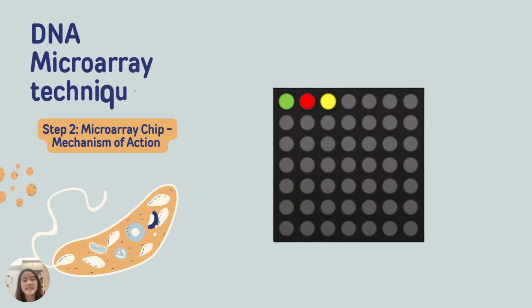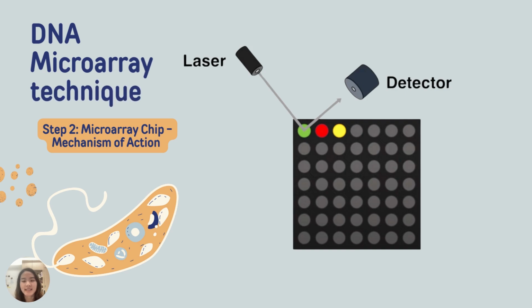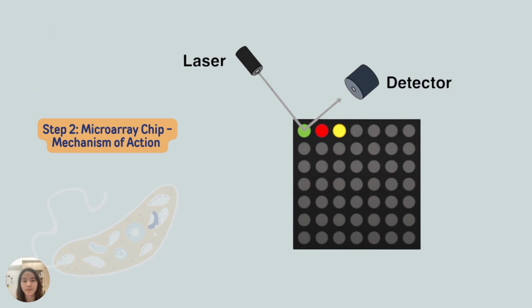In reality, the cDNA sample is added to the whole plate in one step. During microarray chip analysis, the laser excites the fluorescent dye and the emission levels are measured by a detector. Raw data can then be analyzed using bioinformatics, and this is the overall workflow for DNA microarray analysis.